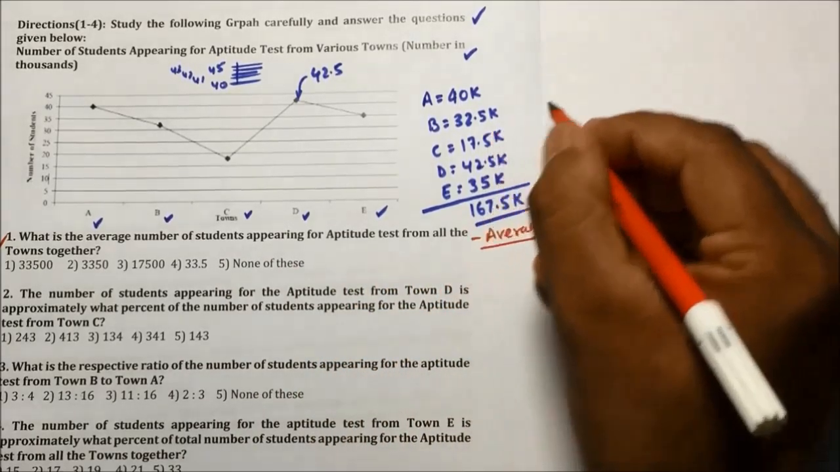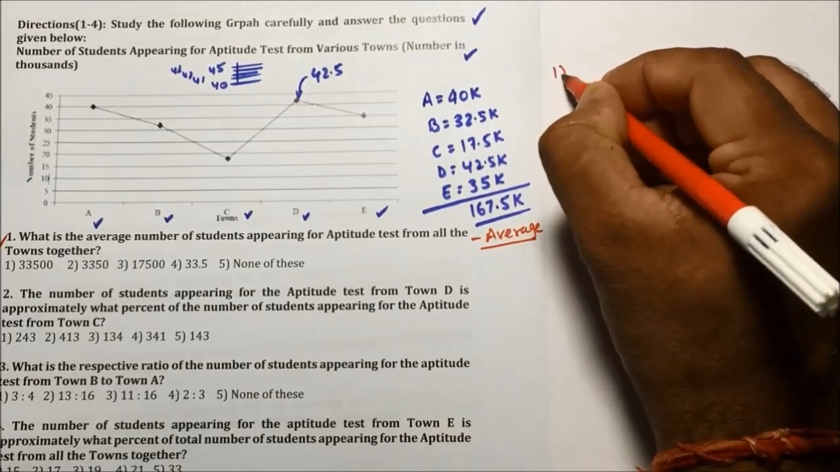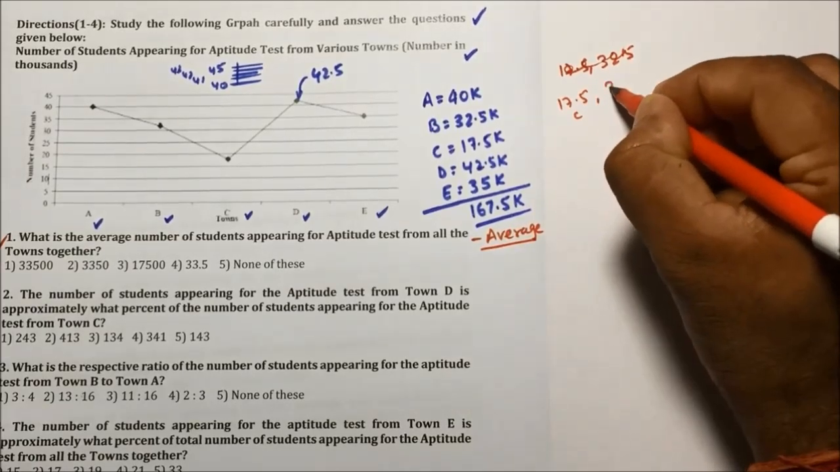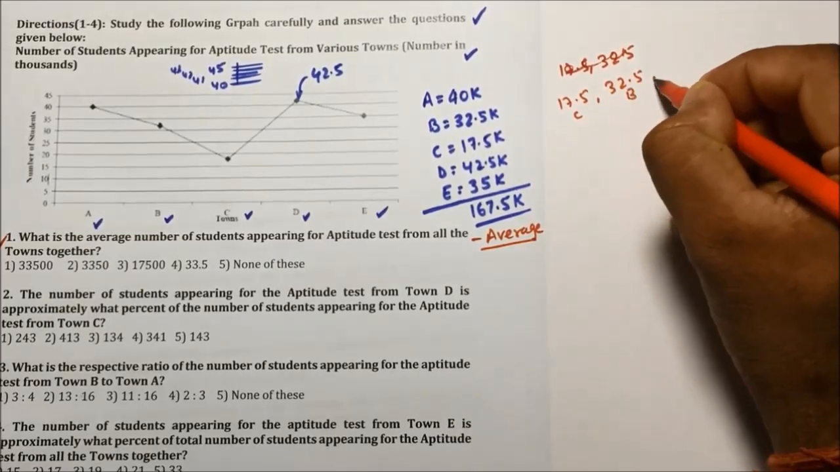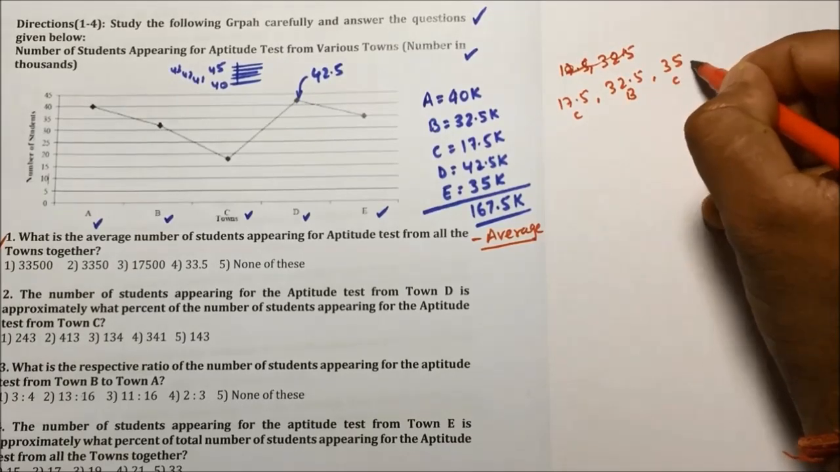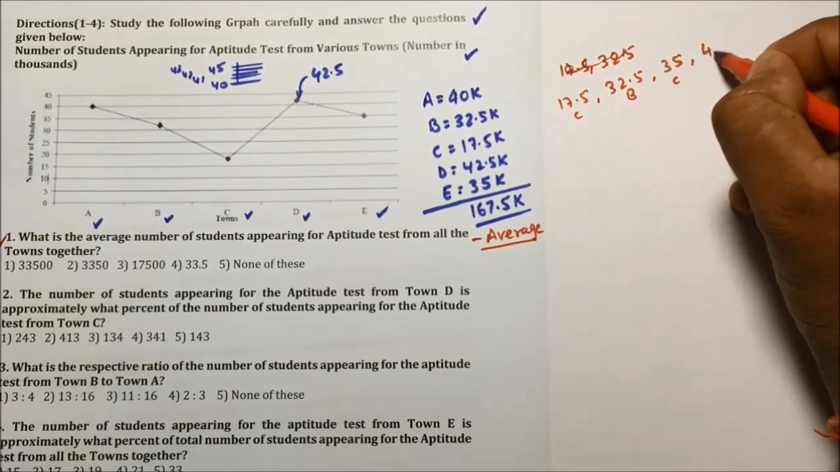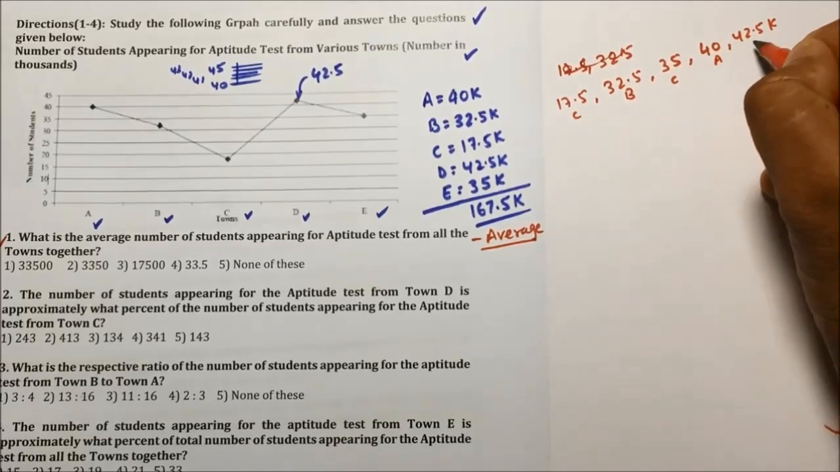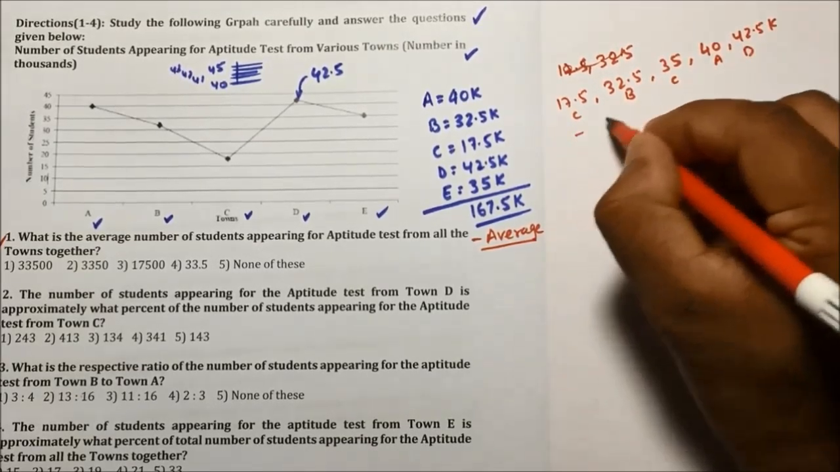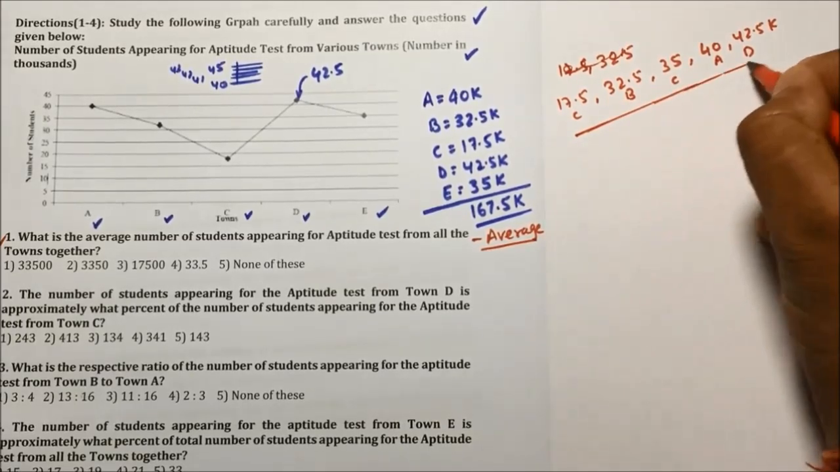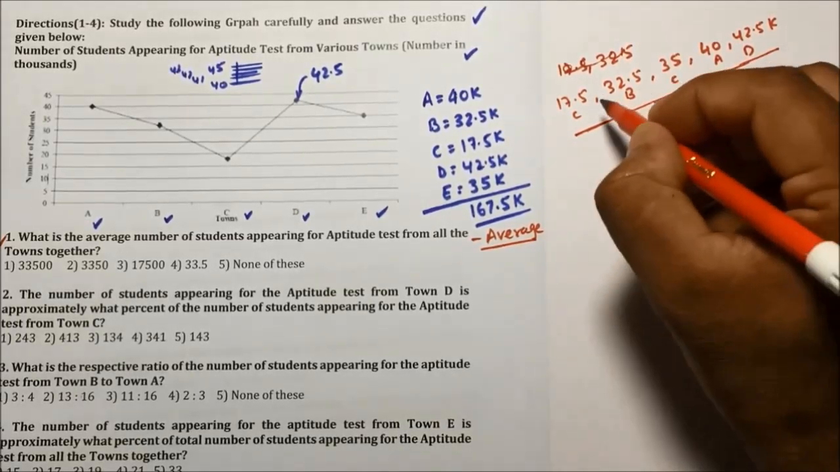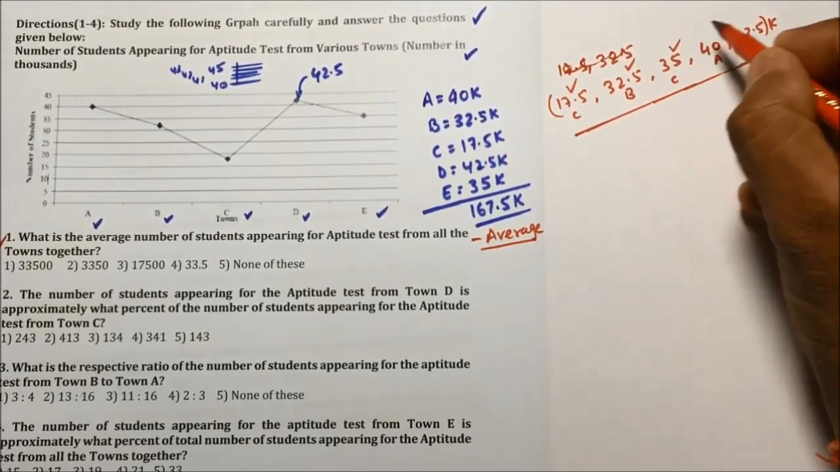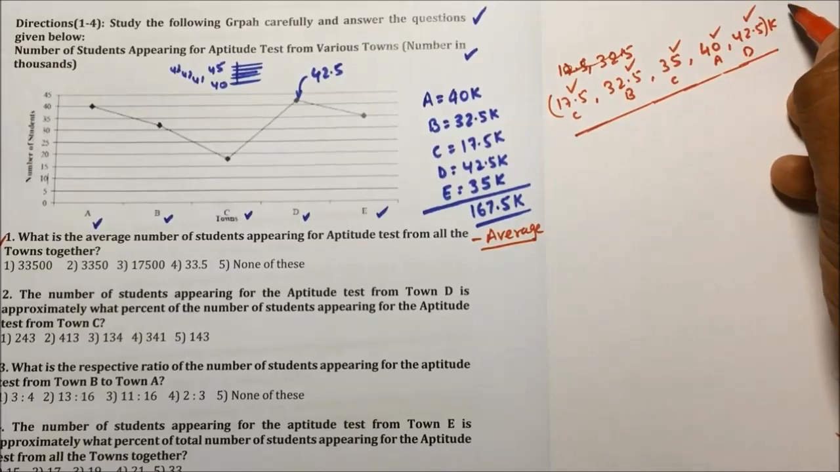So I can write this in ascending order. You can see 17.5 from town C, then 32.5 from town B, then 35k from town E, then 40k from town A, and then 42.5k from town D. So these are the number of students appearing from all the towns. All are in thousands, like 17,500, 32,500, 35,000, 40,000 and 42.5 thousand.